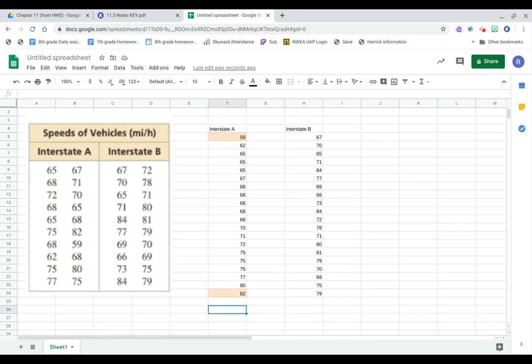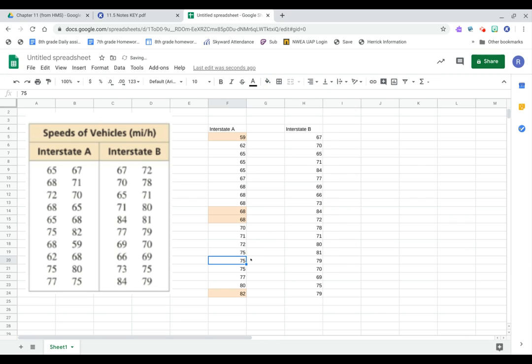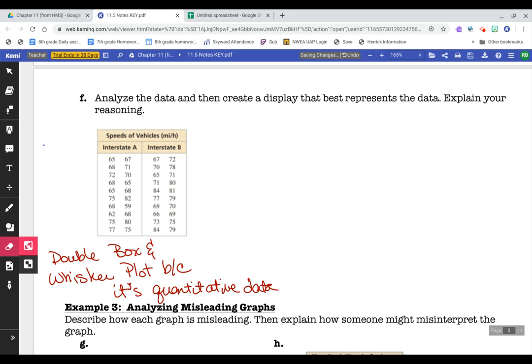For Interstate A, we see that the minimum value is 59 and the maximum value is 82. To figure out the median, we have 20 numbers, so we're going to go up 10. So 1, 2, 3, 4, 5, 6, 7, 8, 9, 10. So this number 68 and this number 68, since we have an even amount of data, we'll have two middle numbers. The middle of 68 and 68 happens to be 68. So that's perfect. We'll highlight those. And before I forget everything, let's go back to our notes and write these down. So we have 59, 68, and 82.